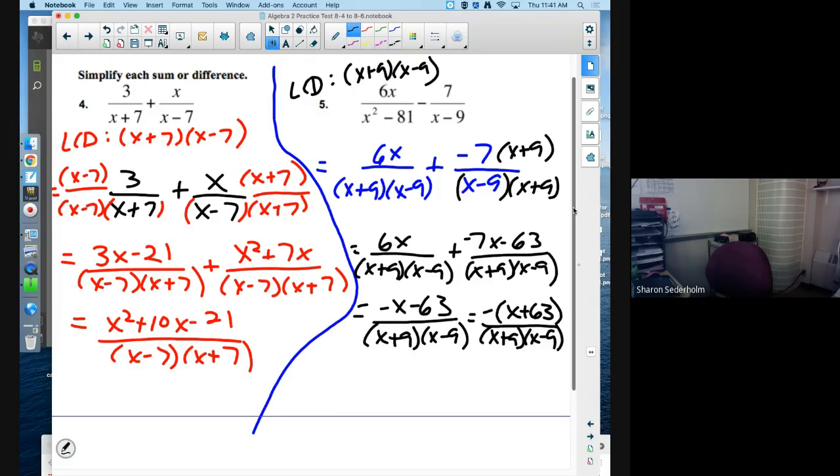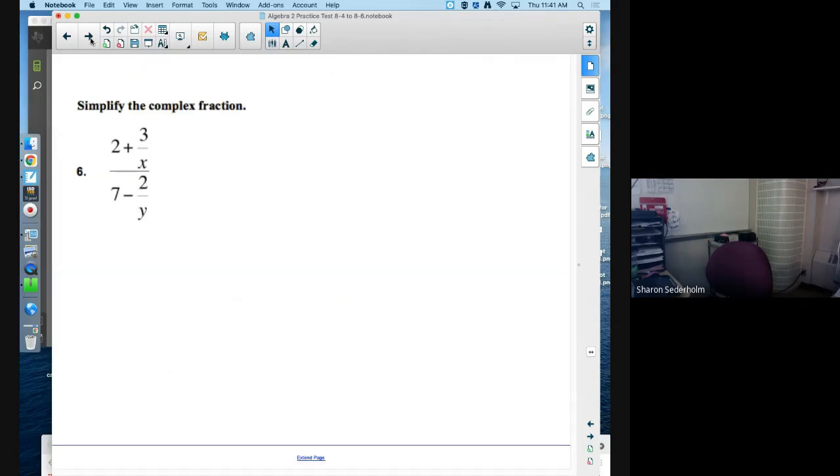Happens. You know, we've done tons of factoring at this point in the year, so we have to show off all those skills. Well, we added and subtracted. Now we can flip the page, and we can do a complex fraction.